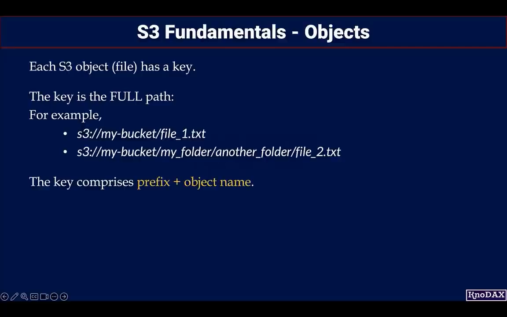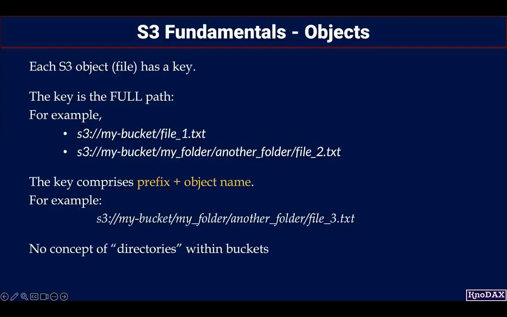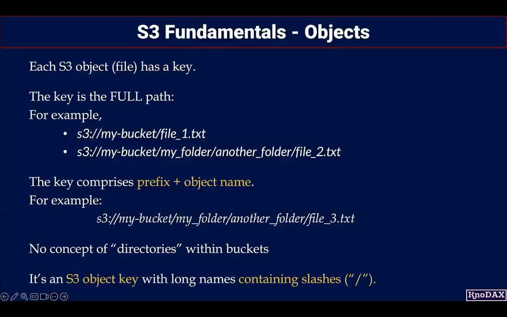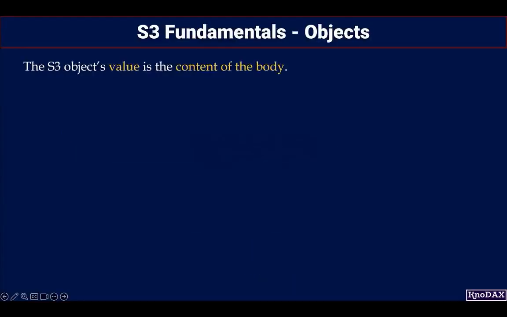One important point to remember about S3 objects is that there is no concept of directories within buckets. Though the S3 UI may give you the impression otherwise, it's just an S3 object key with long names containing slashes. The S3 object's value is the content or body. The maximum object size is 5 terabytes.